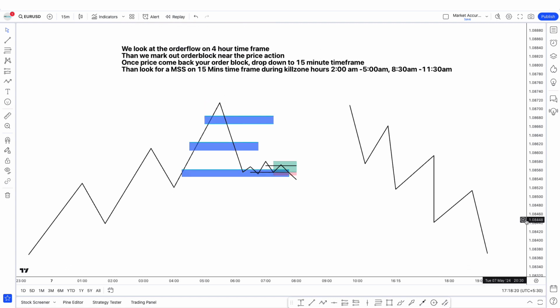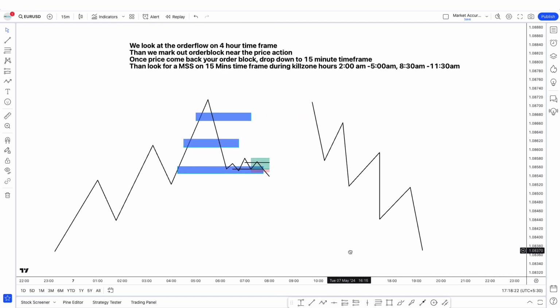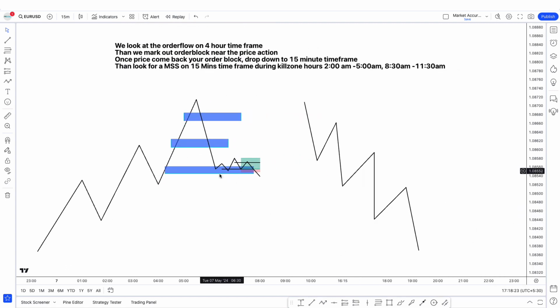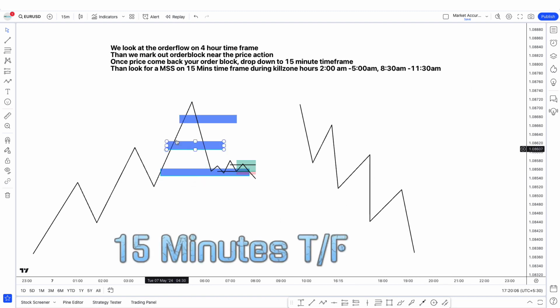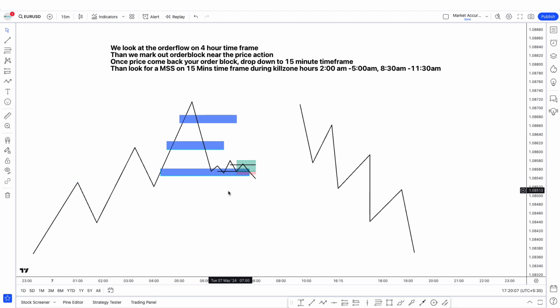You look at the order flow, number 1, then you mark out order blocks, and then you wait for price to come back into your POI. Then you look for a market structure shift on the 15 minutes time frame. I do not recommend using any other time frame for this strategy.